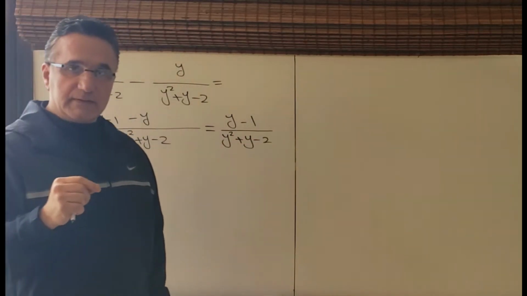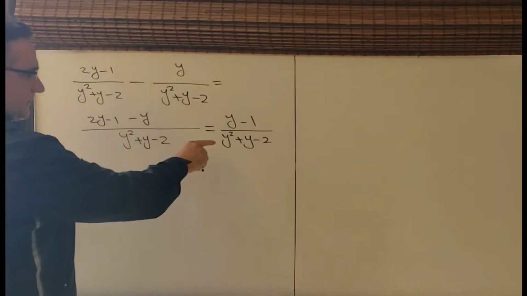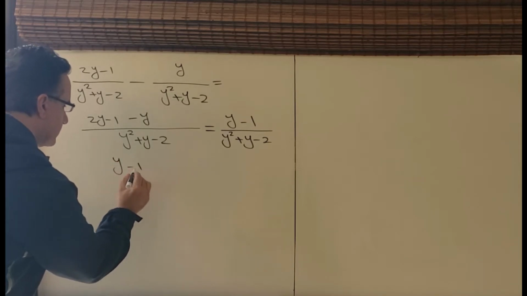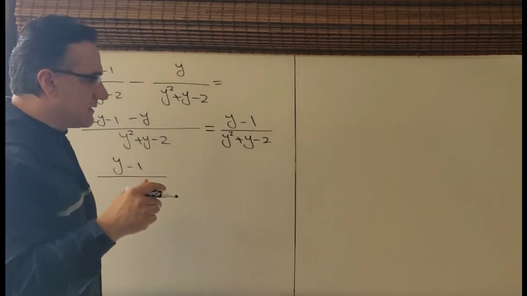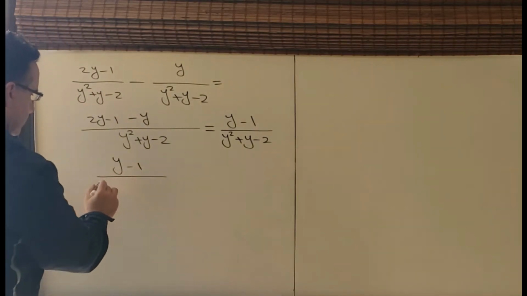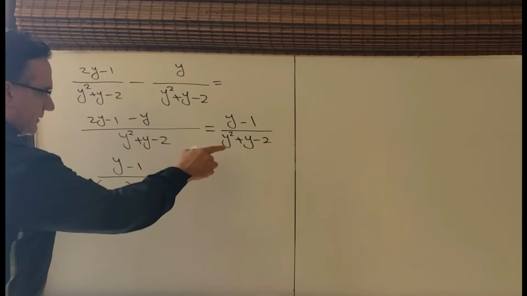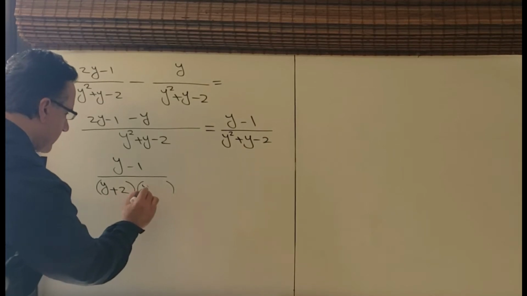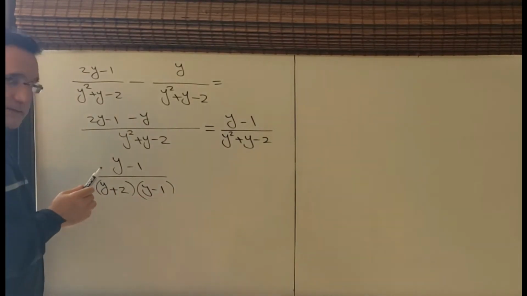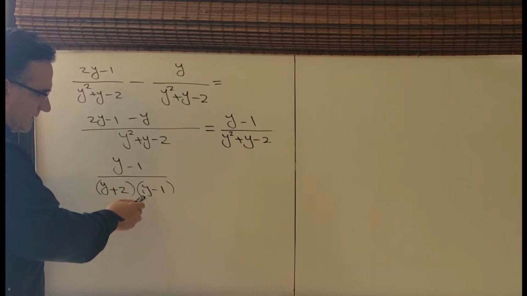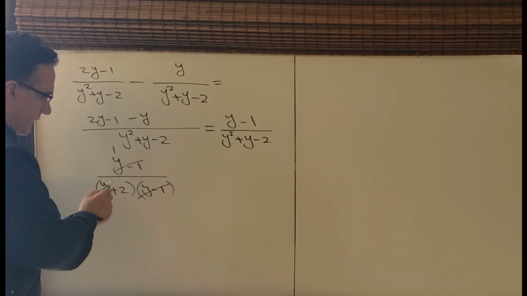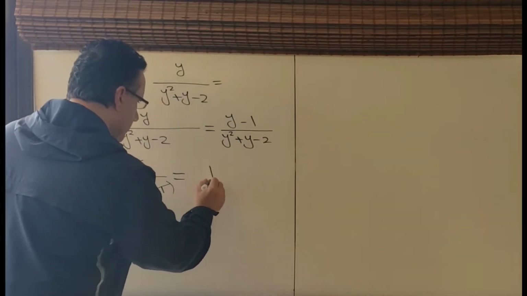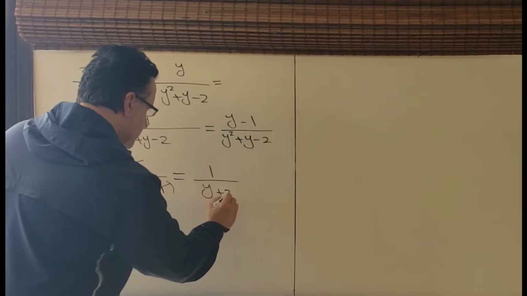Just as we did in the previous example, we need to factor the denominator to see if we can do any legal cross-canceling of factors. So just as we did in the previous example, this is going to factor as y plus 2 times y minus 1. And we can see this time that this binomial factor can be cross-canceled, leaving a 1 on the top and a 1 on the bottom here. So overall, the final answer will be 1 over y plus 2.